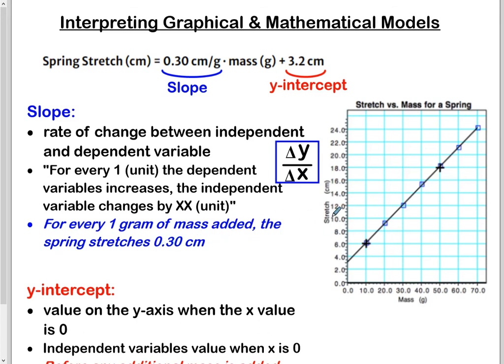And so now I'm just not saying what is the slope. Oh, 0.3, what does that mean? I don't know. I'm telling you what it means. 0.3 means for every mass of a gram I add, it stretches further.